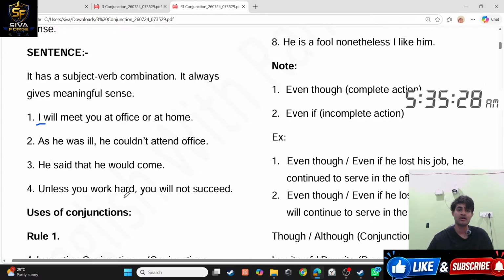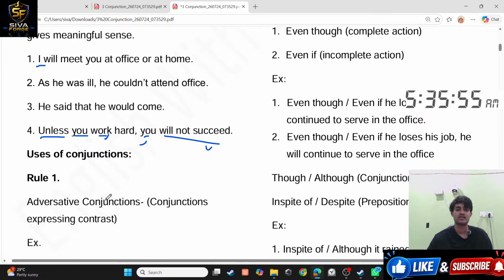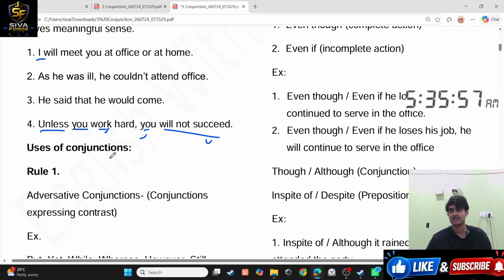Here, you work hard is in simple present tense, and unless is my conjunction. We didn't use any not here, and we can use not in the second clause. You will not succeed: here you is my subject, will not succeed is my verb. In unless you work hard, you is my subject, work is my verb. That's it for conjunctions.